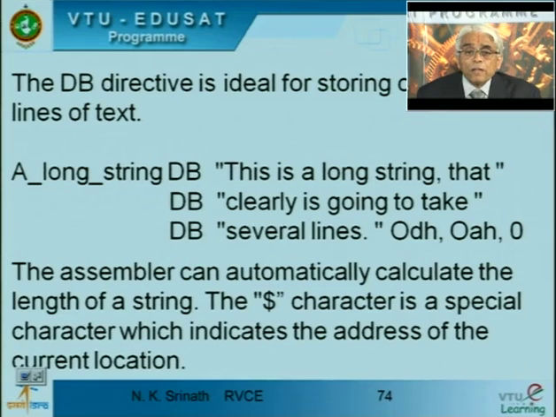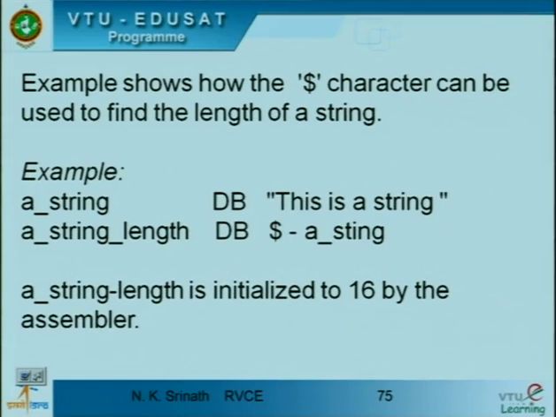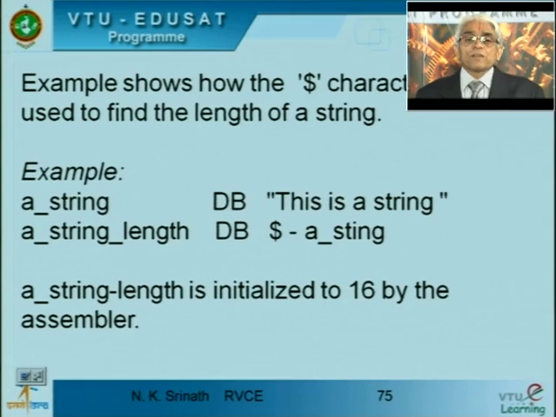The assembler can automatically calculate the length of the string, and this is done by using a dollar. The dollar character is a special character which indicates the address of the current location. This is a very simple thing which you need to know, because when you give a set of data, you want to know the size of the data. The best option is to make the program calculate it by itself instead of you giving the complete length.